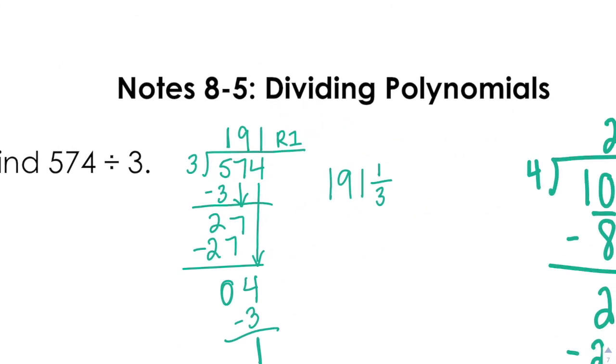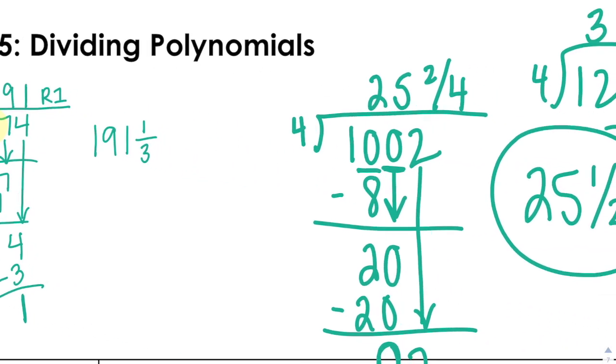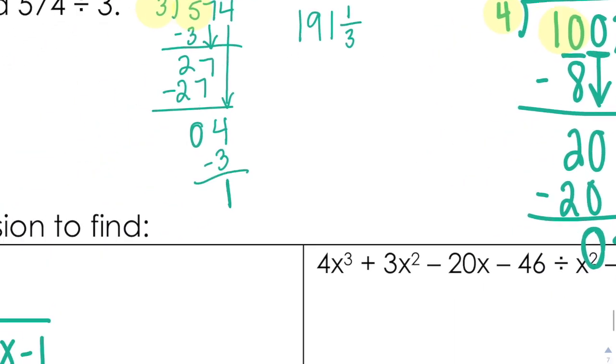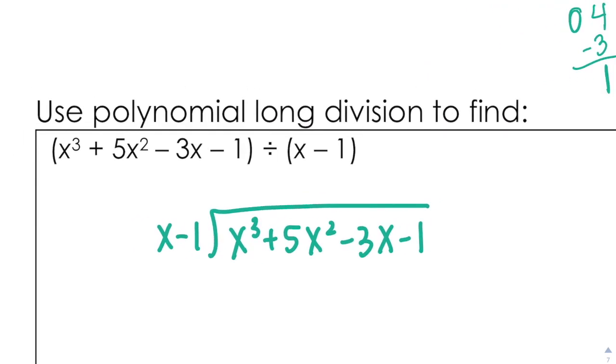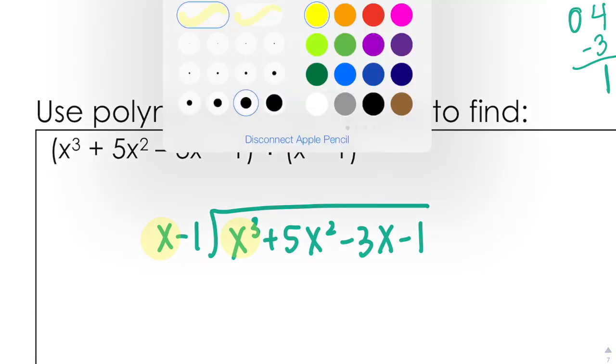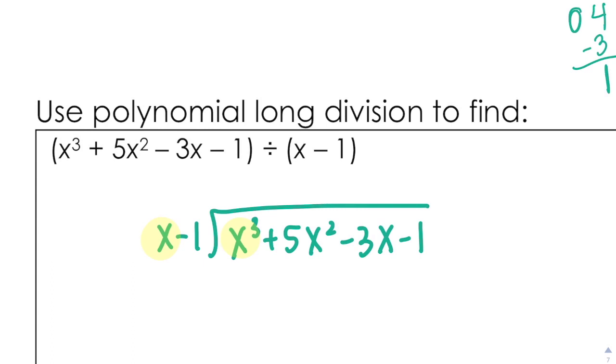Now, back up here with long division, I wasn't finding out how many times does 3 go into 57, how many times does 3 go into 574. You looked at it piece by piece. Just like over here, 4 didn't go into 1, but 4 went into 10. I was just looking at the first part, piece by piece. So when I go to divide here, I'm just going to look at the x and the x cubed, piece by piece, part by part. So how many times does x go into x cubed? Basically, what's x cubed divided by x? And that would be x squared.